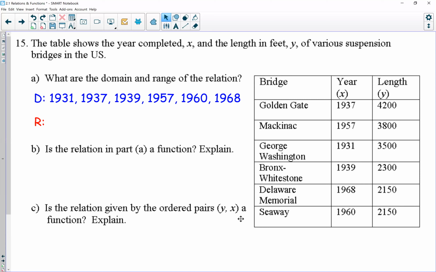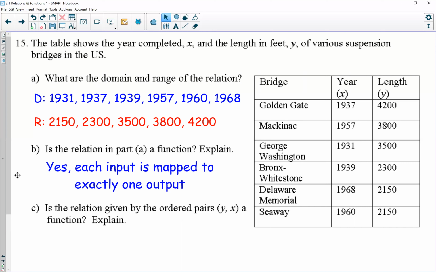And the range would then be your y values or your outputs. This time you do have to look out because you do have 2 of the same values, and we have to remember we don't want to list that value more than once. So now part B asks the question, is the relation in part A, so using that domain and range, a function? This is a function because each of those inputs has exactly one output.